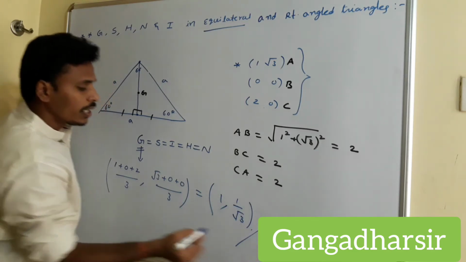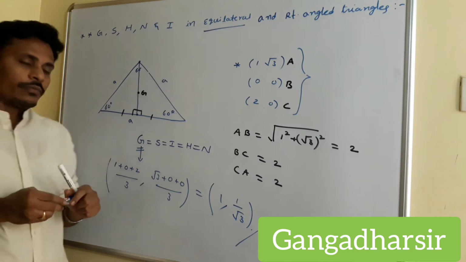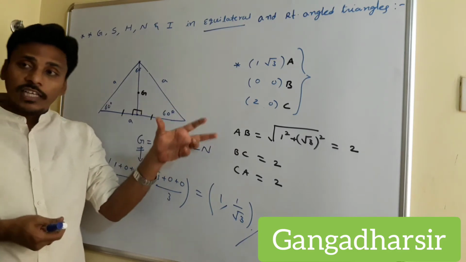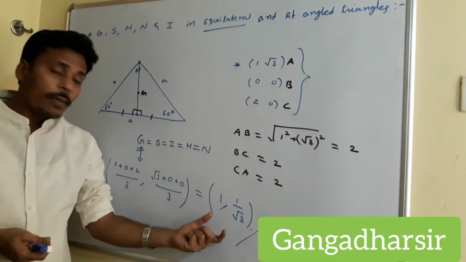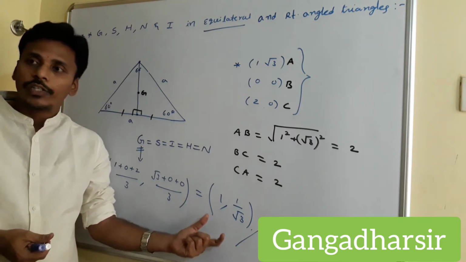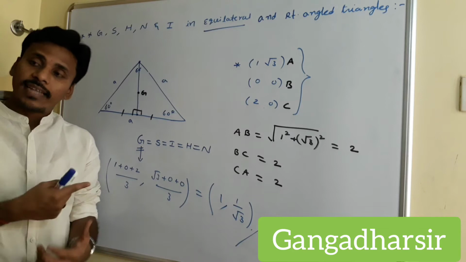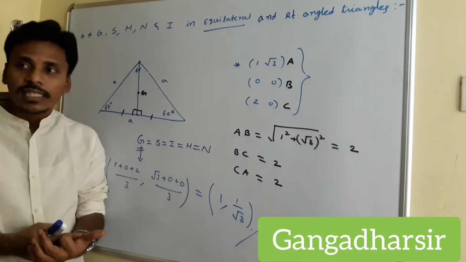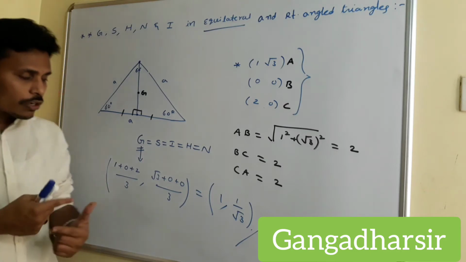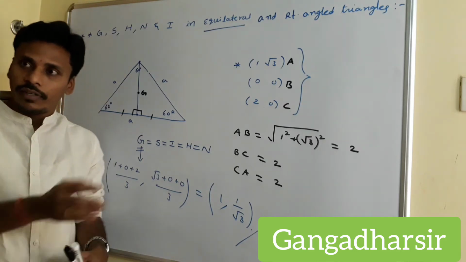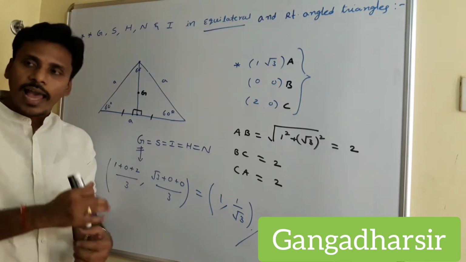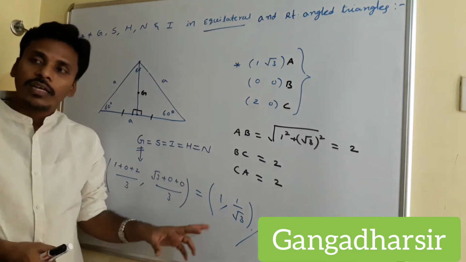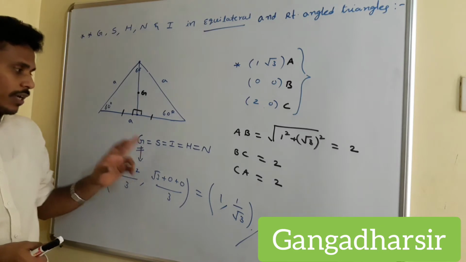Now if you look, this 1 comma 1 by root 3 is the centroid of the triangle. But we found it is an equilateral, so the same point having coordinates 1 comma 1 by root 3 acts like circumcenter, orthocenter, 9-point center, even like incenter also, right? About incenter we haven't discussed till now. After this I am going to discuss incenter, right? But for an equilateral triangle, the incenter is also coincident with this point only.